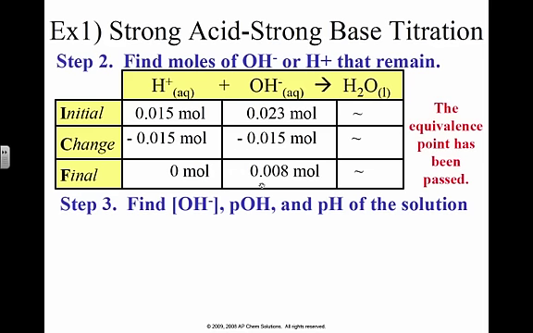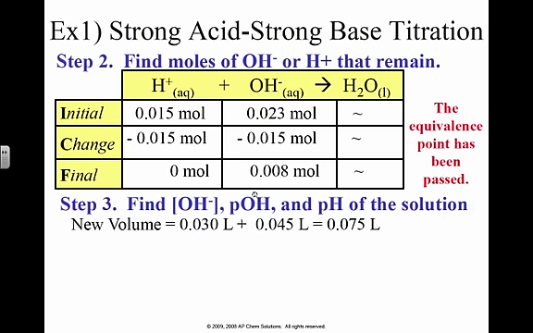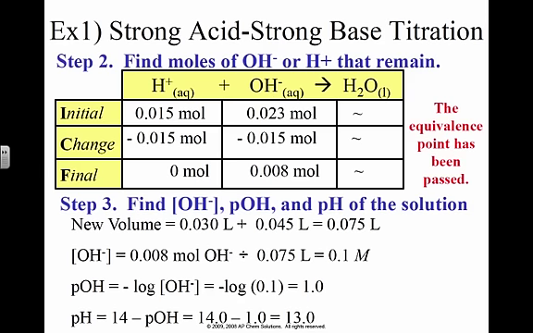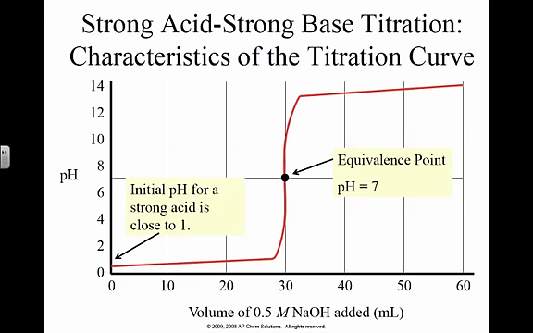This is in moles, so I have to divide this by my new volume, which is 30 mL plus 45 mL. That's 75 mL. So moles divided by liters: 0.008 moles divided by 0.075 liters. It's 0.1, roughly. Okay? Now that's my molarity of what? OH. So when I press negative log, that's my pOH, and then I have to subtract that from 14 to get my pH of 13.